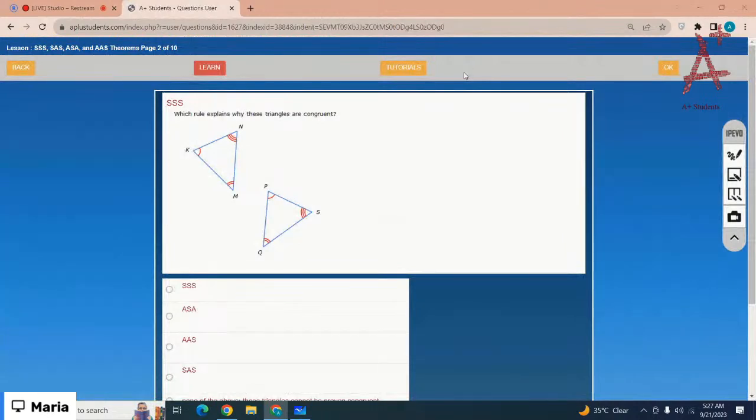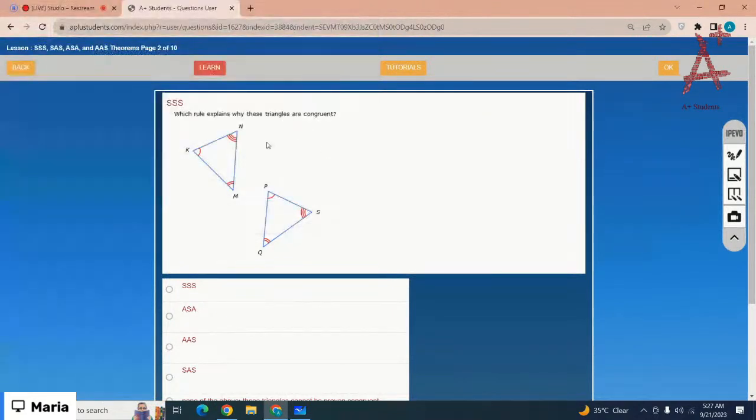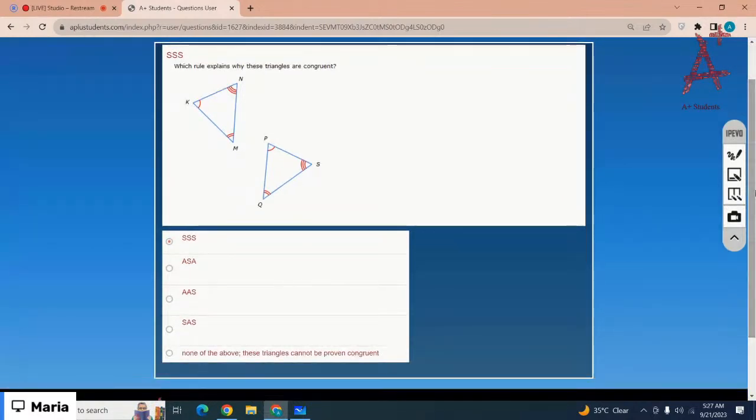Okay. Which rule explains why these triangles are congruent? Angle N is congruent to angle S. Angle M is congruent to angle Q, and angle K is congruent to angle P. So three of the angles are congruent, right? But no side. That means none of the above, these triangles cannot be proven congruent, right?